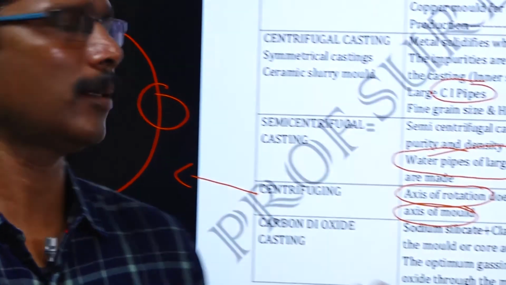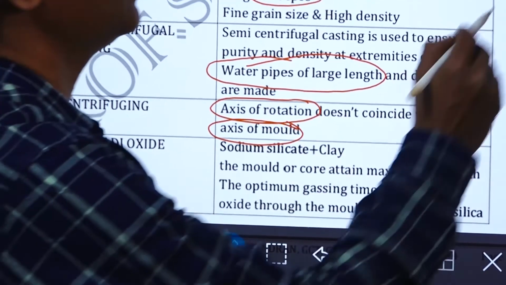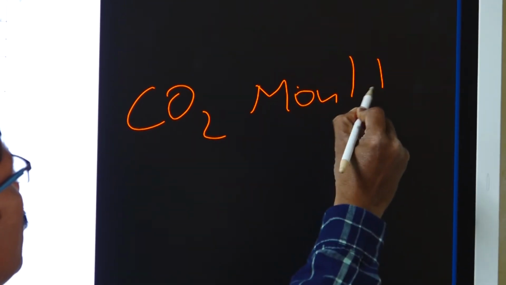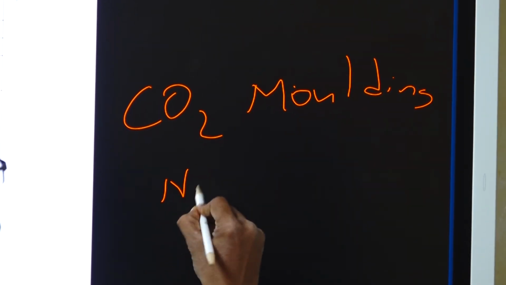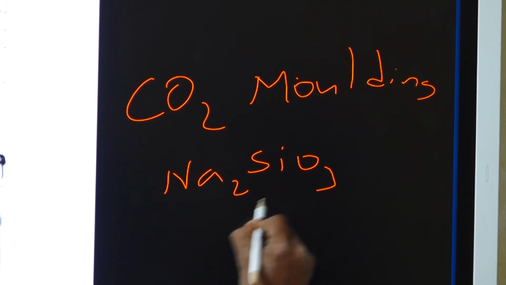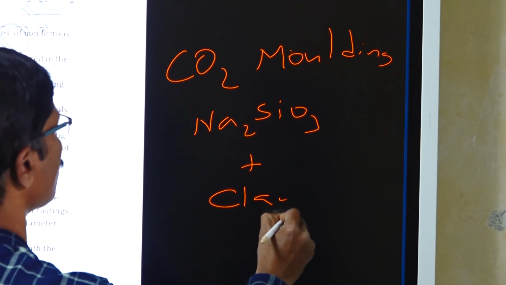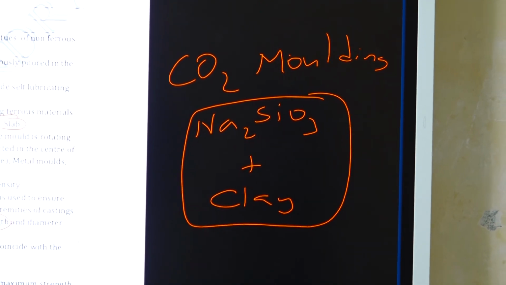In carbon dioxide casting, we are using sodium silicate and clay. So this is the composition we are using for the CO2 molding.